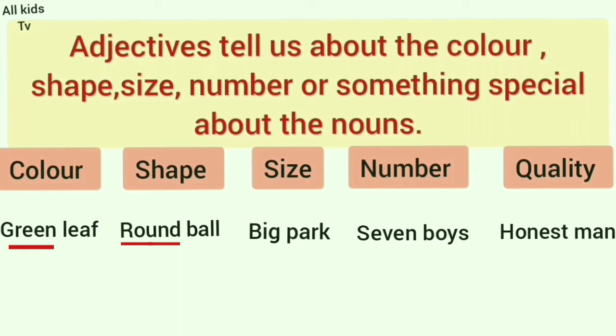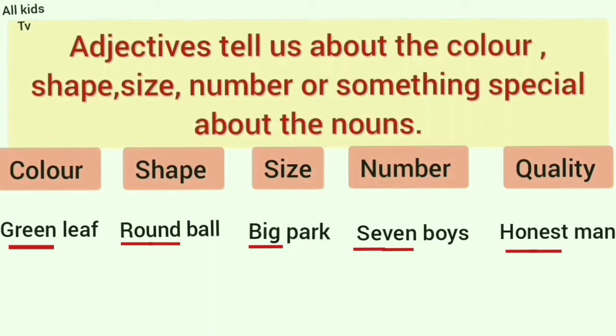Big park. Here, big is the adjective because big describes the size of the park. 7 boys. Here, 7 is the adjective because it describes the number of boys. Honest man. Here, honest is the adjective because honest describes the quality of a man.